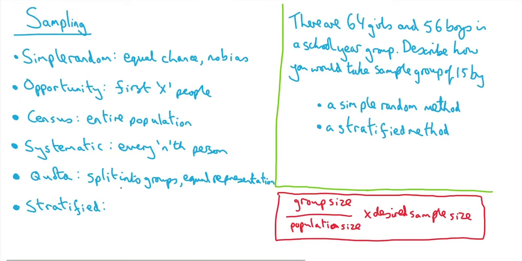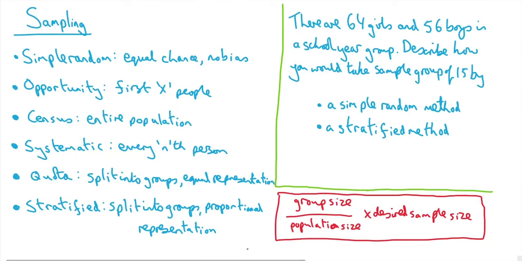Stratified, on the other hand, again, you're splitting into groups, but this time you're not looking for equal representation. You're looking for proportional representation. And what I mean by that is, if one group within the population is 4 times as big as the other group, your sample should have 4 times as many from the big group as from the small group.